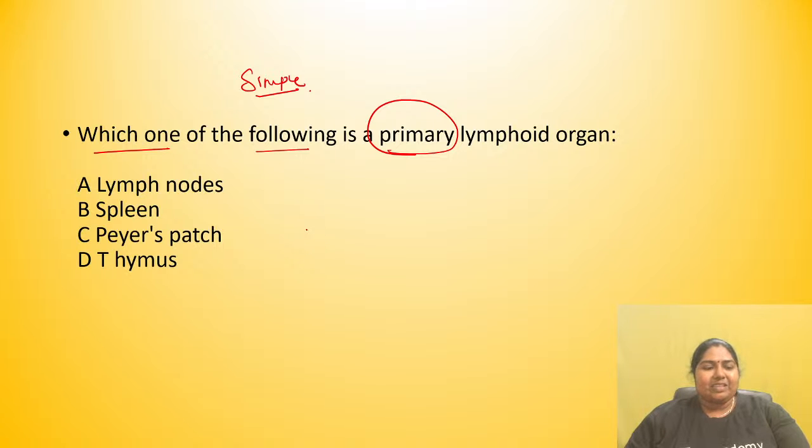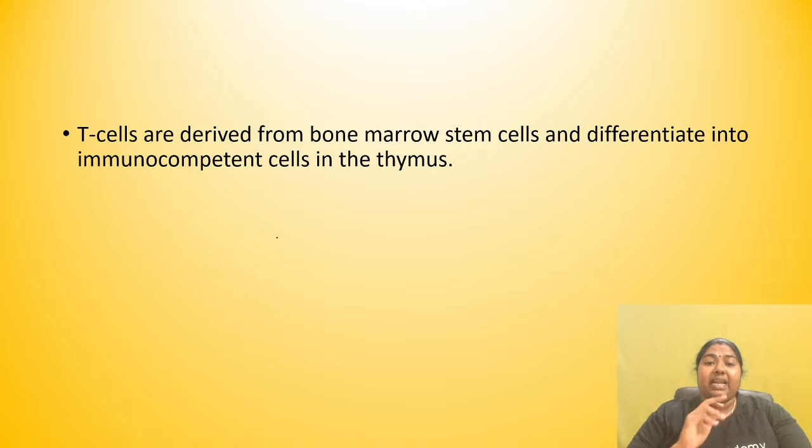Is it going to be your lymph node, spleen, Peyer's patch, or thymus? Which is coming under the primary lymphoid organ? The primary lymphoid organ is none other than the thymus, isn't it?